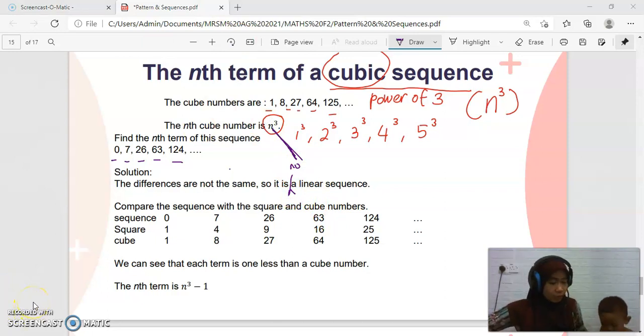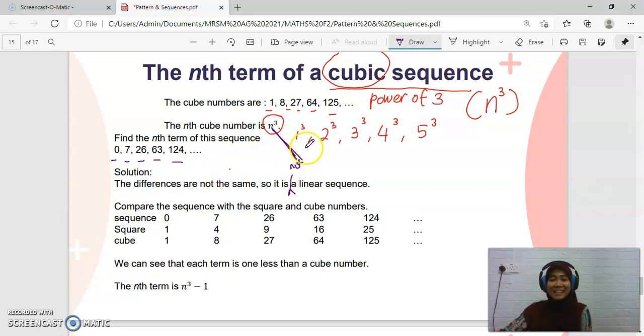Okay, so kita check dia punya sequence number. So, kalau dia punya difference are not the same, so dia bukan linear sequence. Sorry, ada iklan tadi. So it's not a linear sequence.